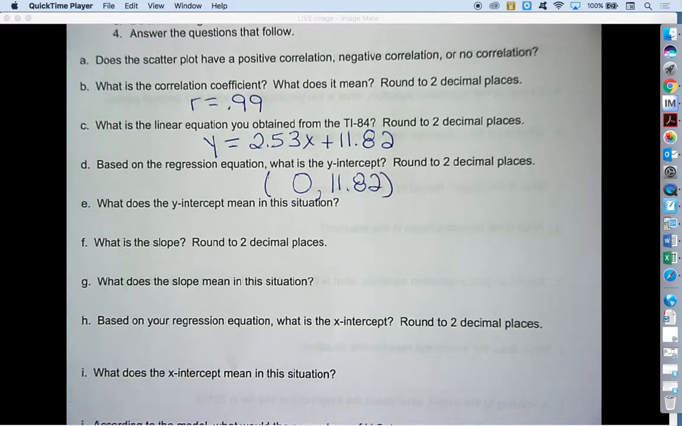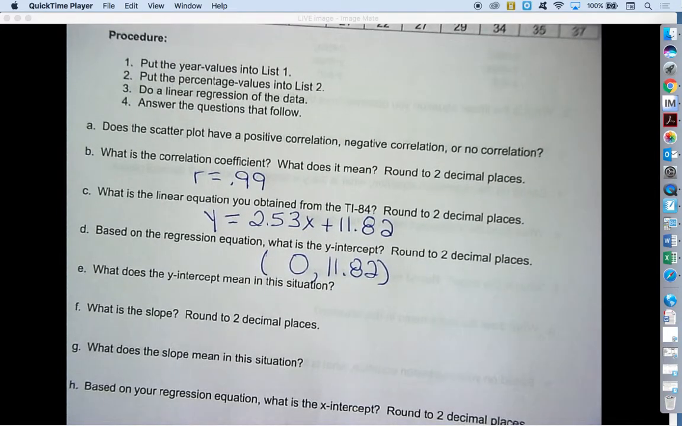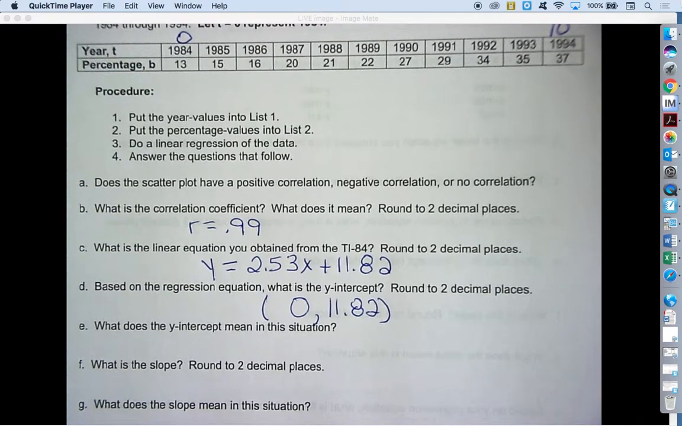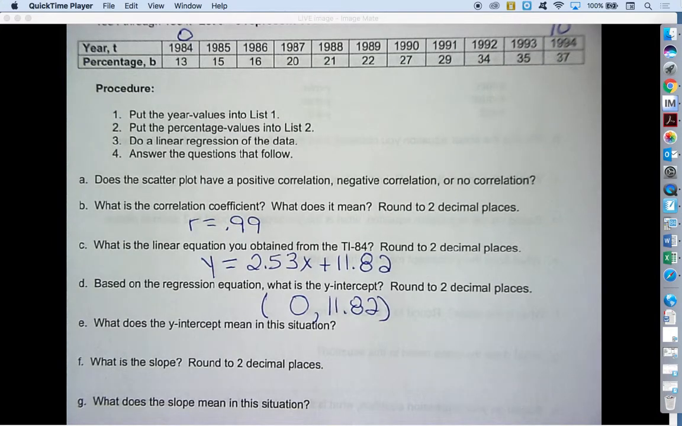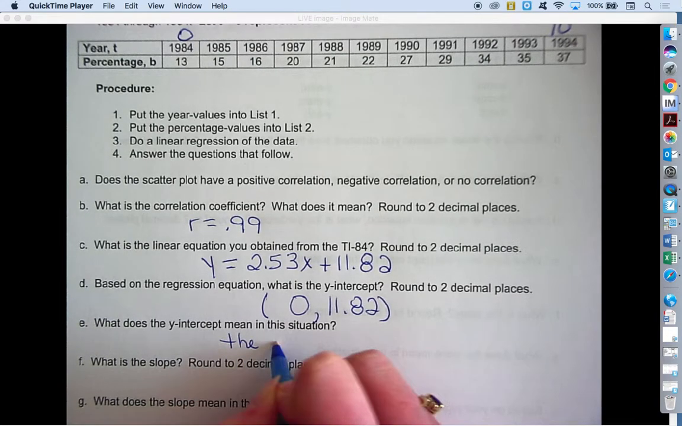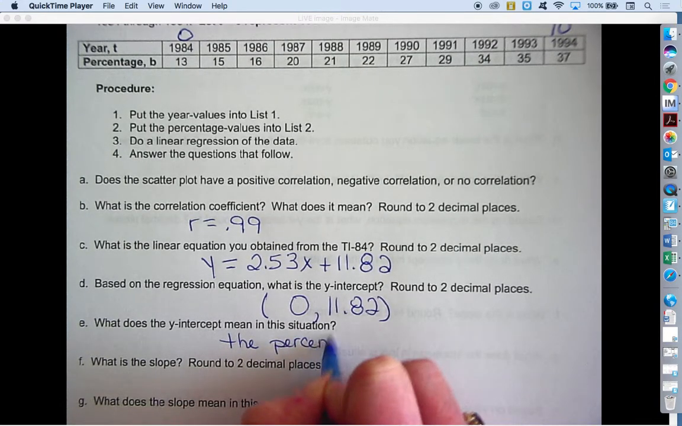So what does the y-intercept mean in this situation? You have to think, what does the 0 represent? What does the 11.82 represent? Try and come up with a sentence. How about a sentence for letter E about the y-intercept? Eris? At 0 years, the percentage of households owning a computer should be 11.8%.